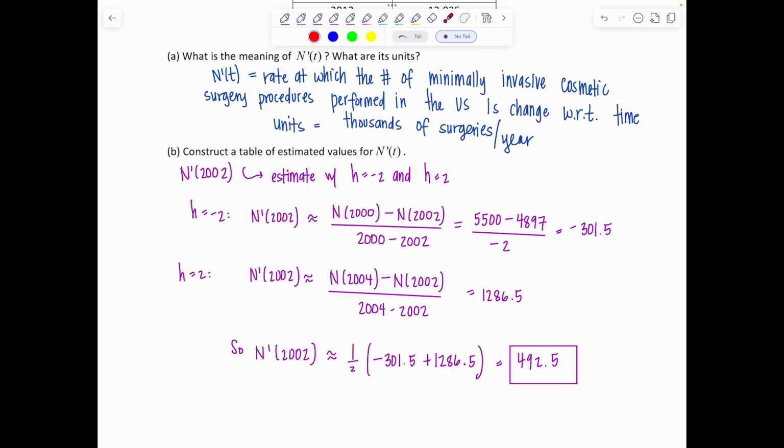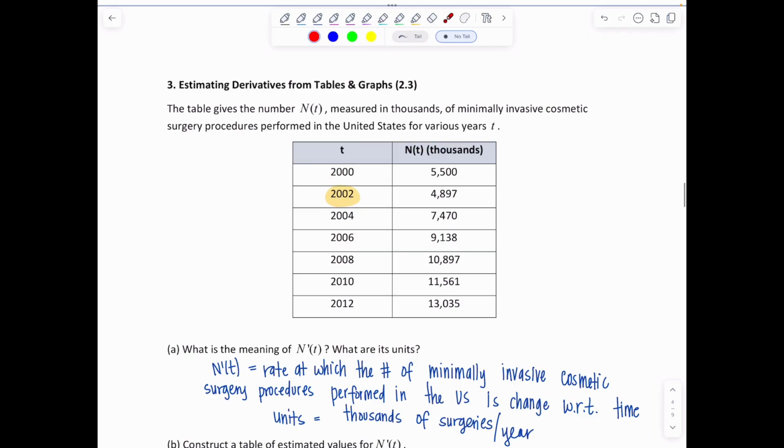You get 2 average rates of change, average those, and that's N prime at that year. We just did average rate of change from here to here, and from here to here, averaged those, that's N prime of 2002. Then you'd move on to the next one. If you wanted to do 2004, you would do average rate of change 2002 to 2004, 2004 to 2006, average those, there's N prime of 2004.